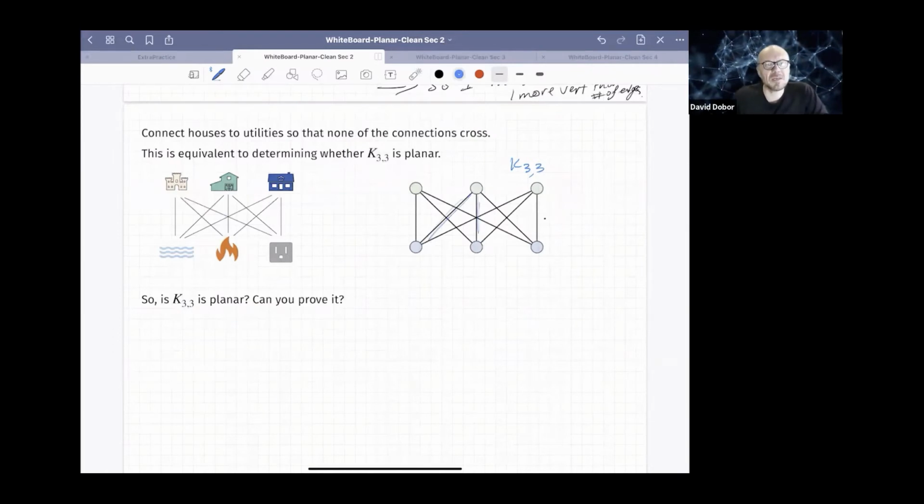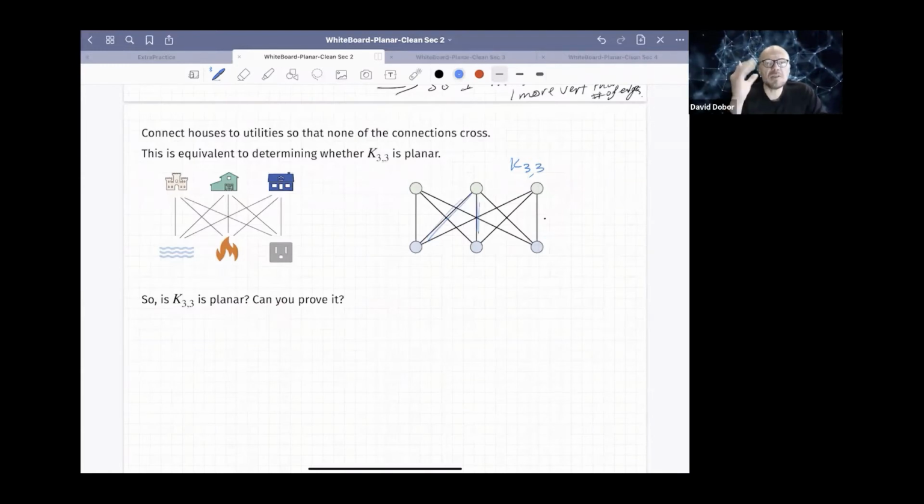Does that make sense? How many people have seen this puzzle before? Even if you haven't seen it, it's immediate what this puzzle says, right? The puzzle is to connect the houses with the utilities in such a way that the connections don't intersect with one another. And that amounts to the following problem. Is K33 planar? If K33 is planar, then I can draw it in a plane without the edges intersecting, and therefore I can connect the utilities with those houses that way. If it's not planar, then that's impossible. So what we want to show is that it's actually impossible, that K33 is not planar.